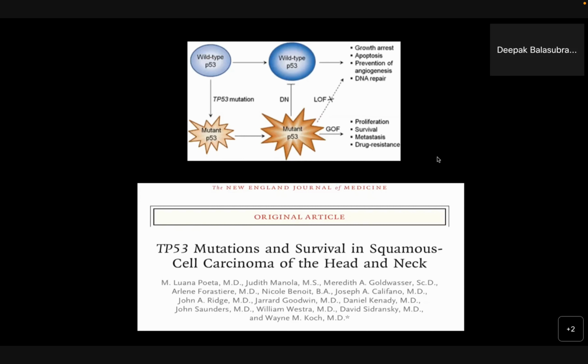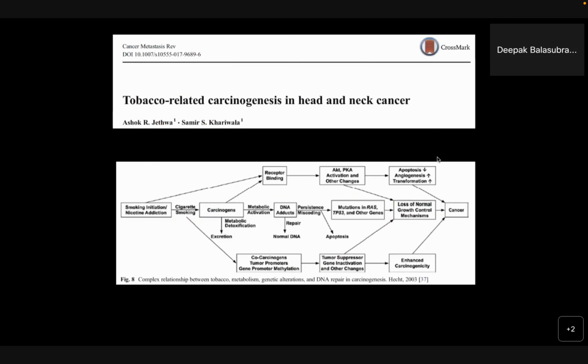So if there is loss of function, none of the above mentioned things occur. When there is gain of function, there is proliferation, survival of the tumor, metastasis, and drug resistance. And people who have P53 mutations have less survival compared to people who have the wild type P53. And this is one of the reasons why HPV has better outcomes, because it doesn't cause mutation of P53, and the wild type is still available to do all the things to prevent the tumor.